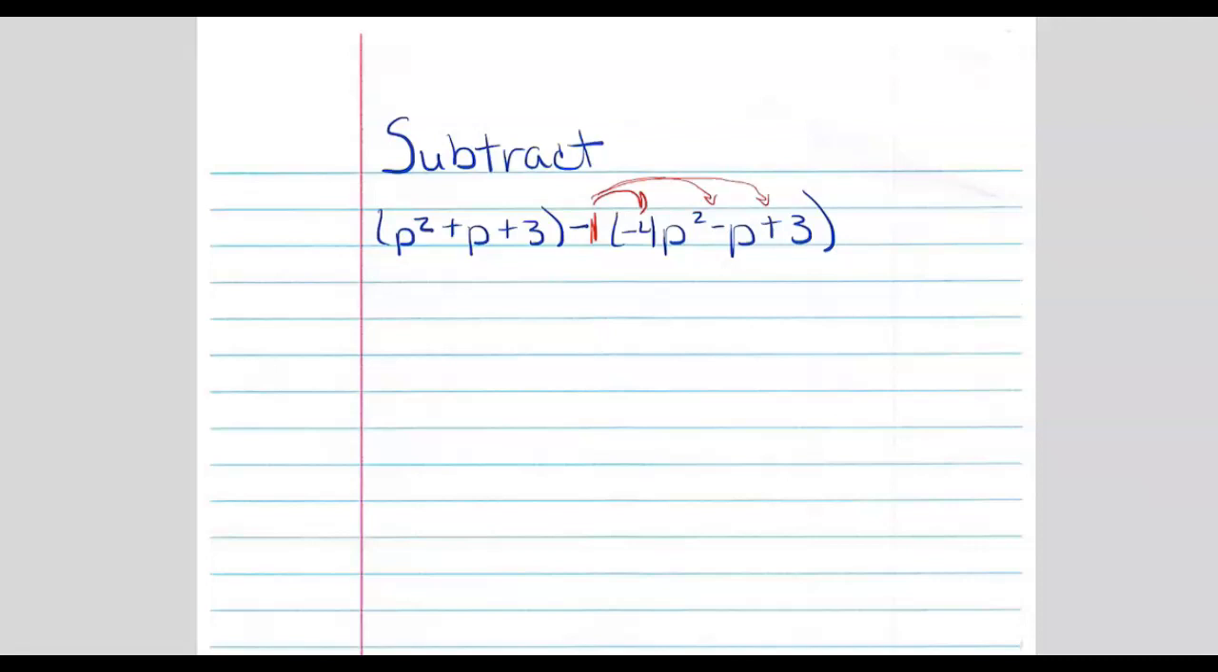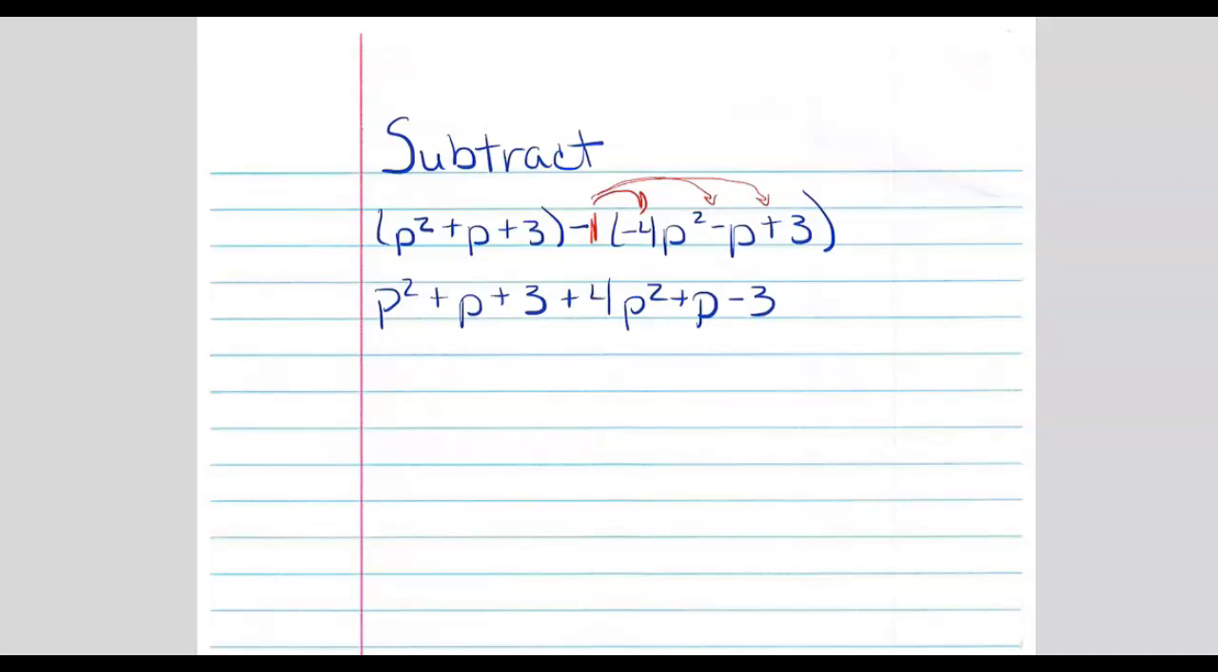So I'm going to rewrite this problem. I'm going to keep the first polynomial, it doesn't change. There's nothing on the outside of the front of our first polynomial, so I'm just going to rewrite it: p squared plus p plus 3. And then I'm going to distribute the negative 1. What's negative 1 times negative 4p squared? Well, that's positive 4, so plus 4p squared. Negative 1 times negative p? Well, that's just plus 1p. And then negative times positive 3, so now I have negative 3.